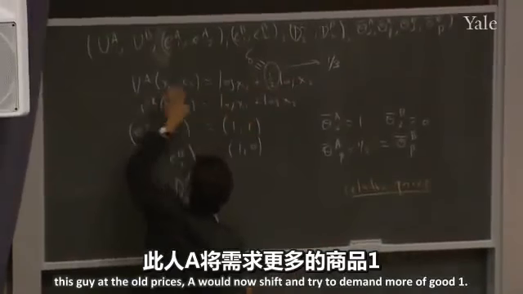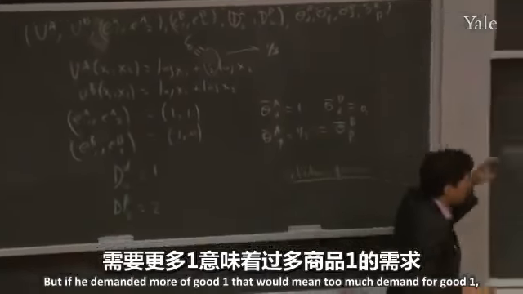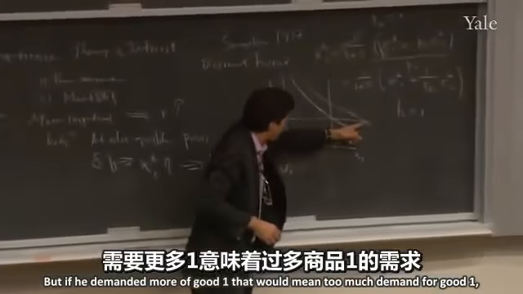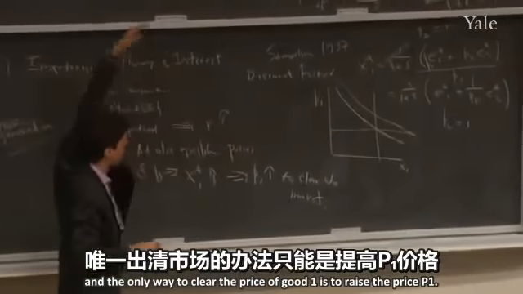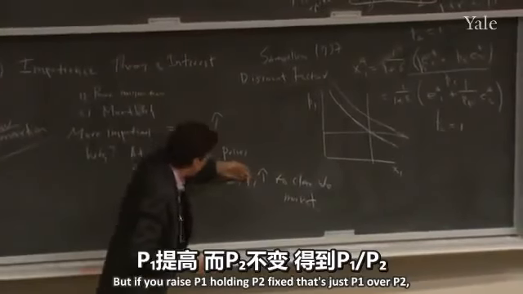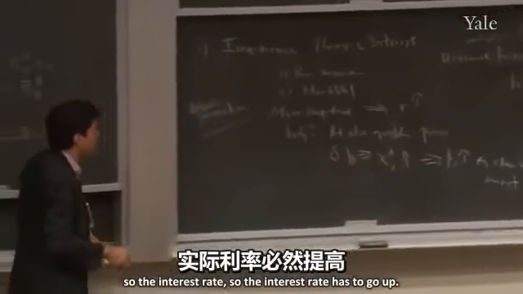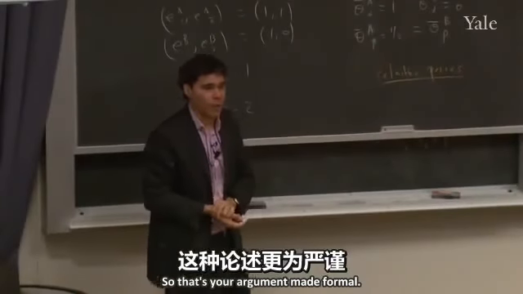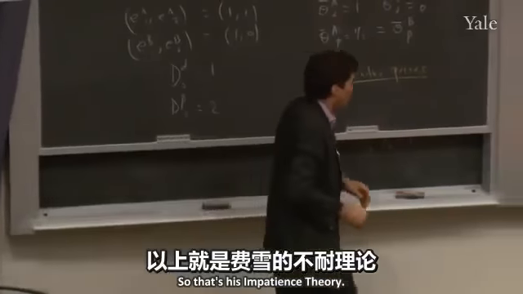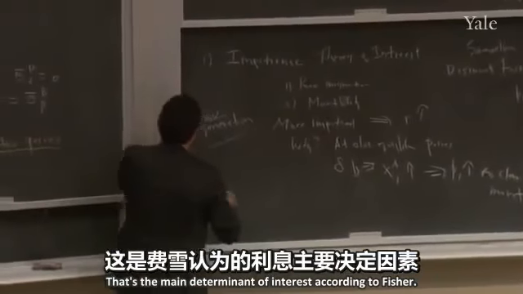To say it formally, if you resolve for equilibrium with a lower delta, at the old prices, A would now shift and try to demand more of good 1. But that would mean too much demand for good 1, and the only way to clear the market for good 1 is to raise the price P1. If you raise P1, holding P2 fixed, P1 over P2 is the interest rate, so the interest rate has to go up. So that's your argument made formal. That's the impatience theory, the main determinant of interest according to Fisher.